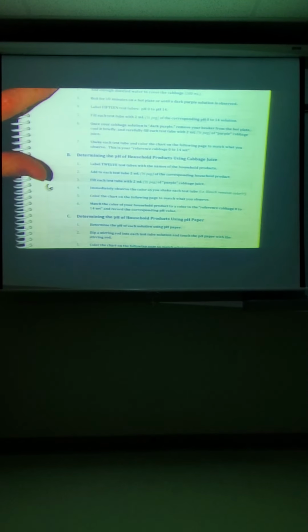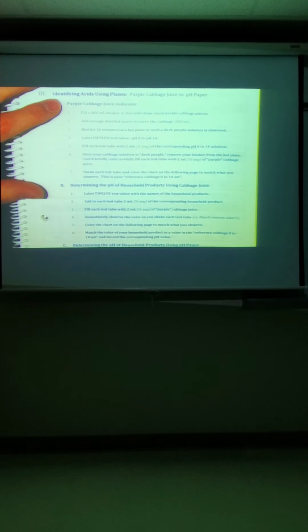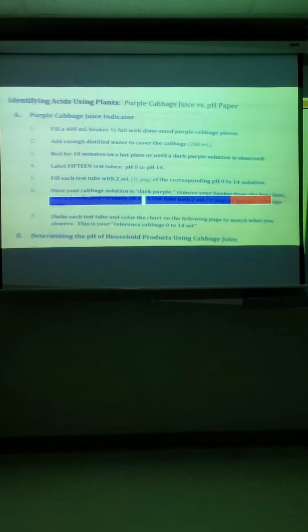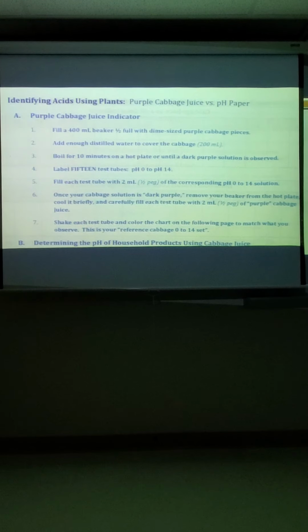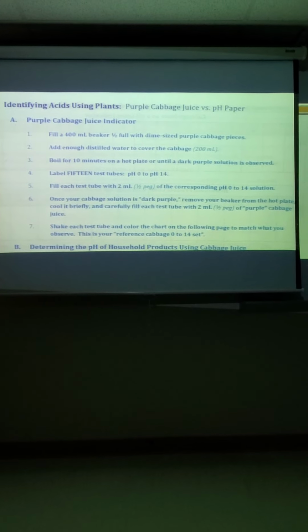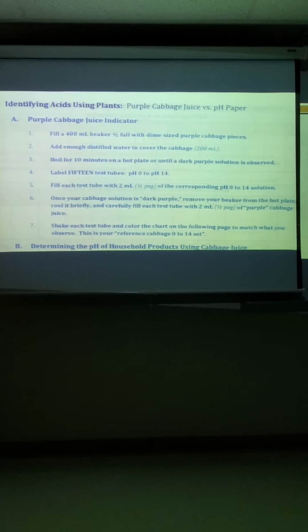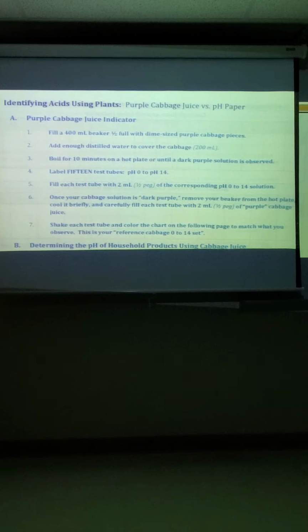So as we get ready for lab, we're going to be using our colored pencils, and we're going to be using purple cabbage as a great indicator for recognizing pH. So we're going to use pH paper to prove that cabbage juice is just as accurate because they're both plants and they both can recognize acids and bases.